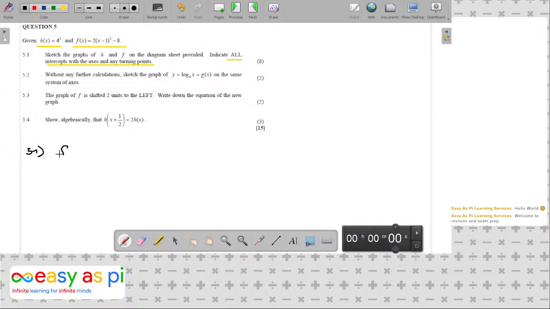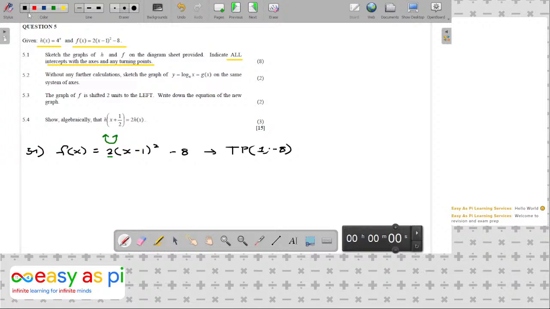Now, we know that f of x is equal to 2 into x minus 1 squared minus 8. Of course, this gives me the turning point, because this is in turning point form, the turning point is going to be 1 and negative 8. That's the first thing. This 2, the a value, tells me that this is going to be a happy face, because it's greater than 0.